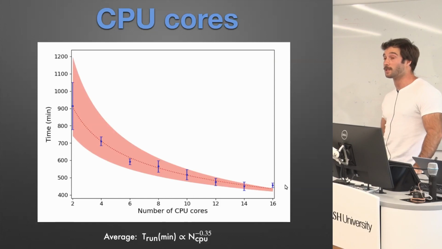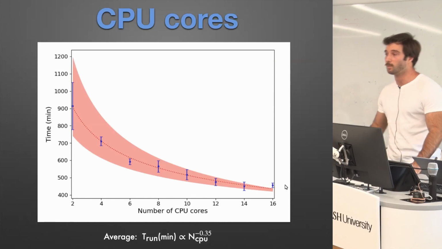Also, the more CPUs you ask for, the longer it's going to take you to get those resources if you're using a supercomputer and waiting in the queue.